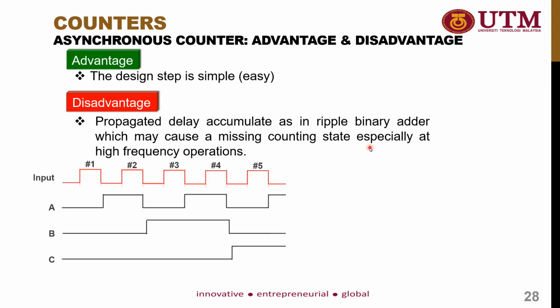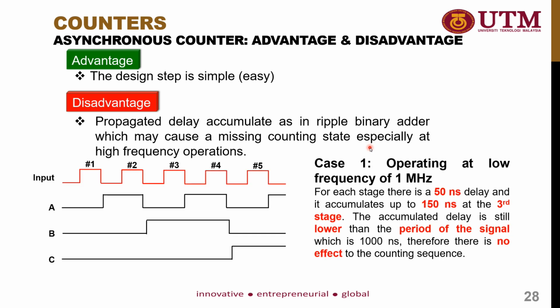So the first case is operating at a low frequency of 1 megahertz. So this is the low frequency state. For each stage, let's say there is a 50 nanosecond delay, and it accumulates up to 150 nanoseconds at the third stage. You see here we have 3 bits of counter: A, B, and C. At each stage, we have a 50 nanosecond delay.